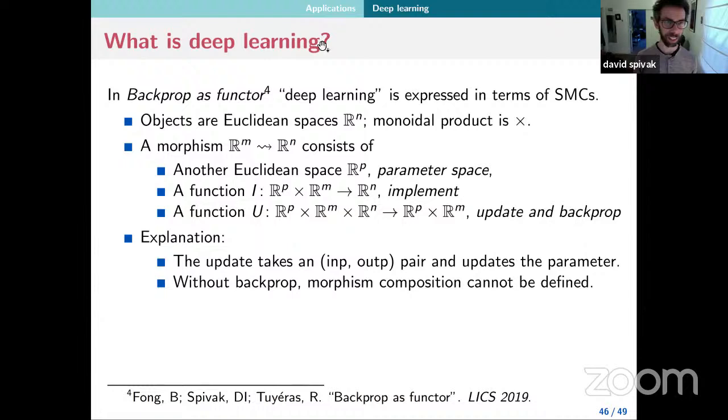But I'll tell you what deep learning is, or roughly, so everyone's probably heard of this phenomenon. In a paper called Backprop as Functors, Brendan Fong and I and Remy Tuyeras showed how this is expressed in terms of symmetric monoidal categories. Roughly speaking, deep learning is you set up a bunch of neurons into a big pattern, a kind of string diagram, and then each neuron is supposed to learn a function.